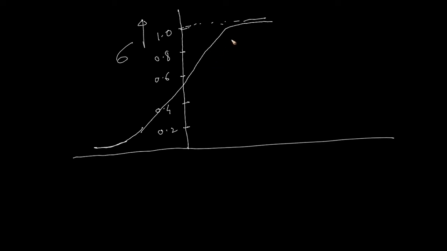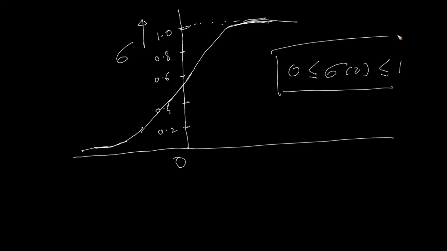So the sigmoid function is a tapering function. That means it tapers off after 1. The value of sigma does not go beyond 1. The maximum value of sigma is 1. The value of sigma varies between 0 and 1. This S-shaped curve is the graph for sigma. So if I write, 0 is less than or equal to sigma of z, which is less than or equal to 1. The maximum value of sigma is 1, the minimum value is 0. That's the important point.